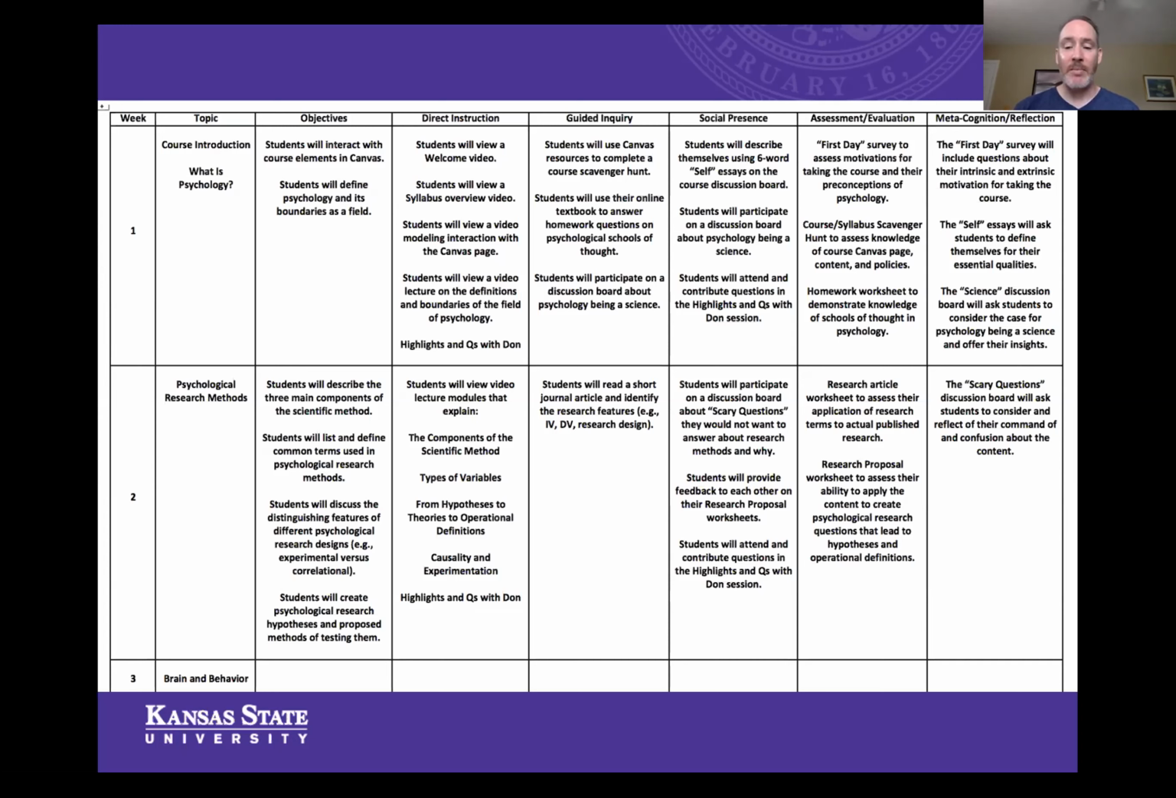For assessment, I'm going to be looking at that research article worksheet to see if they're identifying the independent variable correctly, the dependent variable correctly. Are they identifying what kind of design it is correctly? In the research proposal worksheet, I'm going to assess their ability to apply the content to create psychological research questions that lead to hypotheses that lead to operational definitions. And then the metacognitive reflection this week is that scary questions thing, looking at the self-awareness that they have about the information that they're comfortable with and the information that they're less comfortable with.